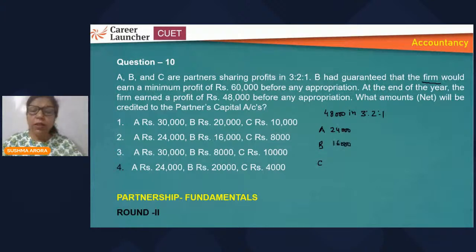He will get 8,000. But as you know, he has given the guarantee of 60,000. So additional 12,000 B will pay. B will pay to A and C. Now see the ratio of A and C, that is 3:1.